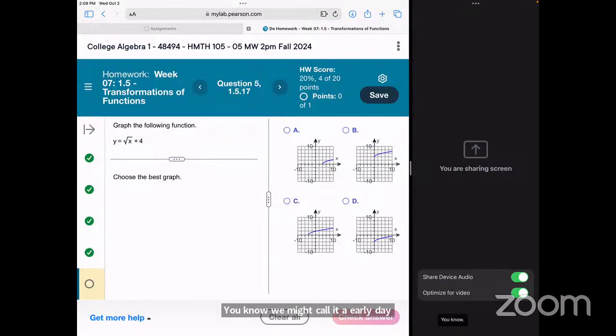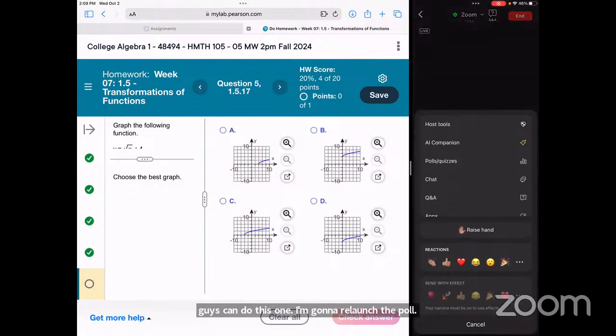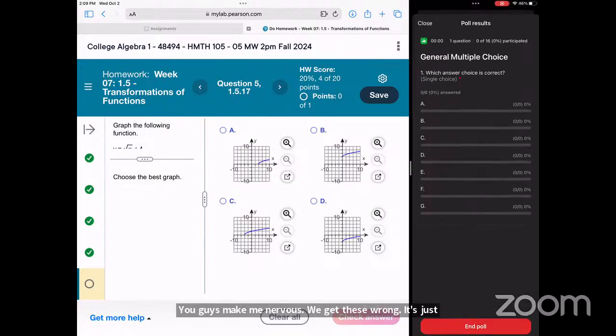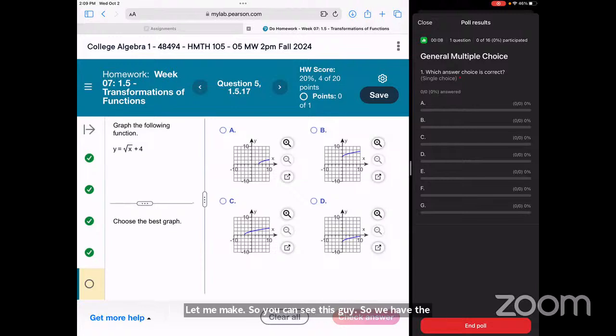Graph the following function. Okay, so we have the square root function. I think you guys can do this one. I'm going to relaunch the poll. I'm tempted to go with the majority. You guys make me nervous. If we get these wrong, it's just going to delay everything, right? So we just launched the poll. Let me make it so you can see this. So we have the square root of x, and that +4 is on the outside of our base function, right? So how is that going to affect the graph? Should it be A, move it to the right 4 units, B, move it up 4 units, C, move it left 4 units, or D, move it down 4 units?